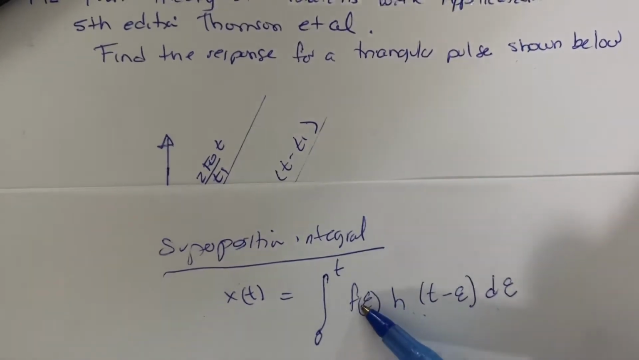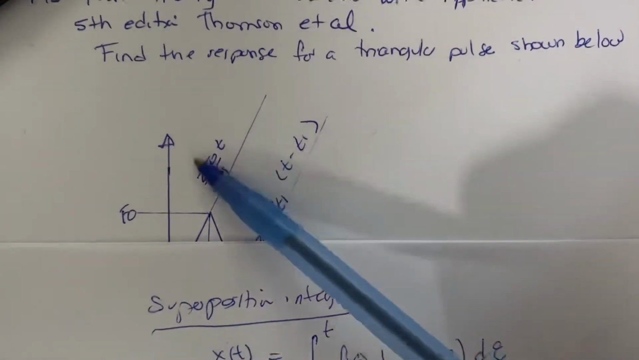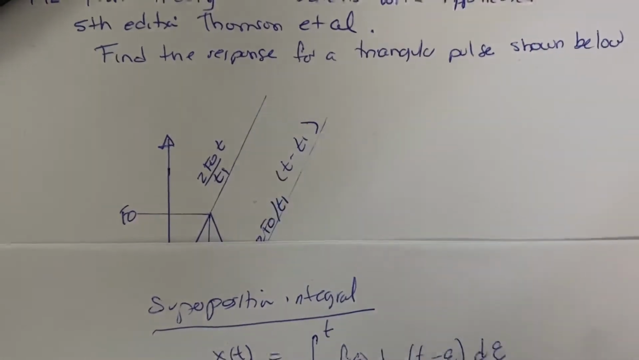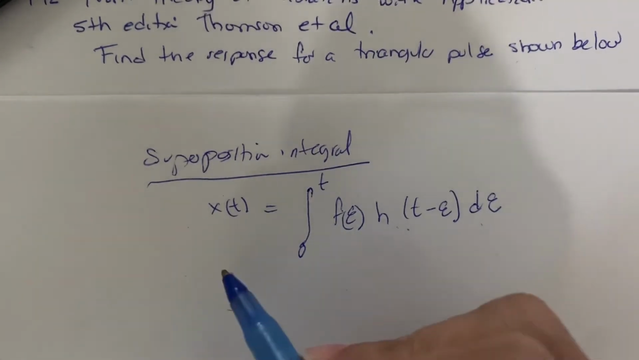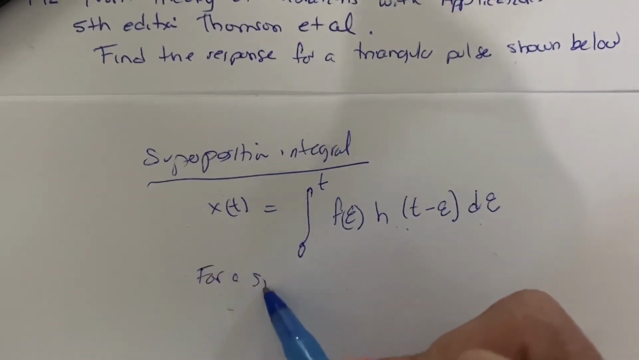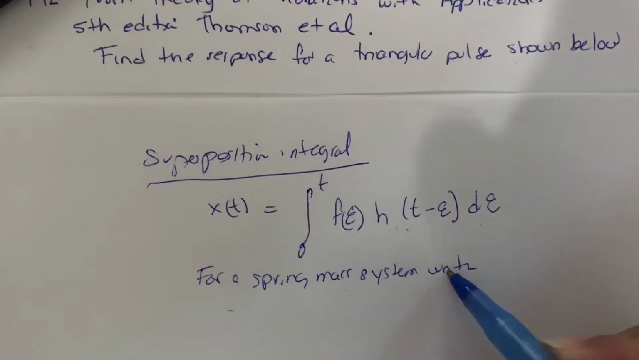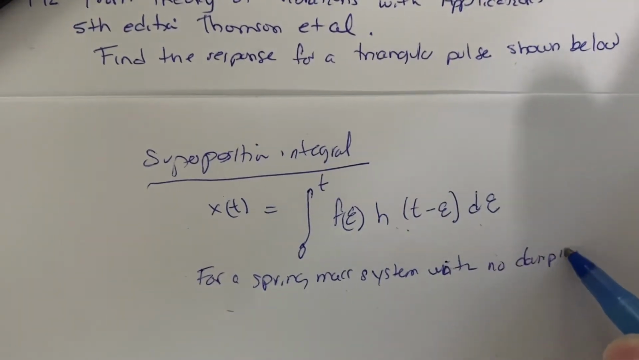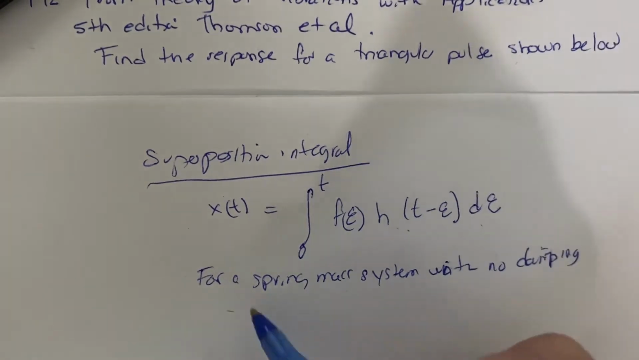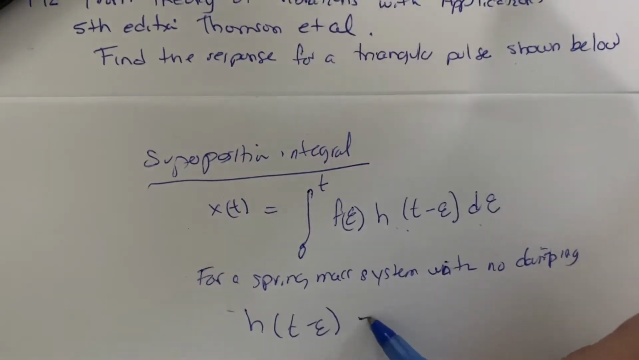The function is already given in the problem for each time interval. So you can notice here, this section here is F(t). And h is already defined for a spring mass system with no damping. So for a spring mass system with no damping, we know that h, the response to a unit impulse, is equal to the following formula.